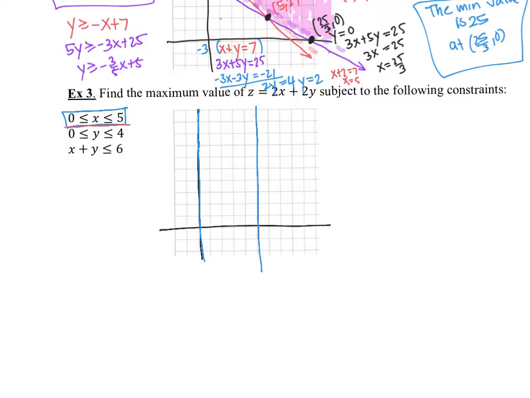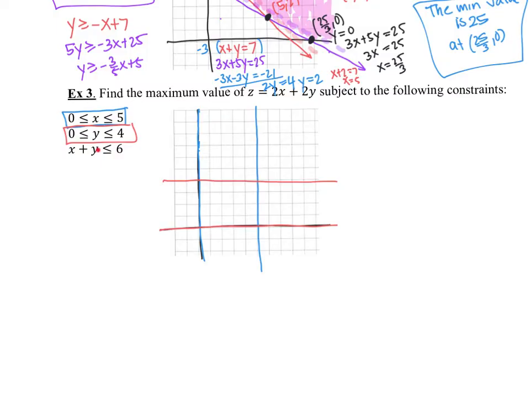Okay, now it tells me 0 is less than or equal to y is less than or equal to 4. So I have to stay between y equals 0 and y equals, oops, that's y equals 3. Y equals 4. 1, 2, 3, 4. Okay, so now I'm looking at this rectangular region right now. Okay, now I'm going to add in x plus y equals 6. Now I'm going to graph x plus y equals 6 using its intercepts.